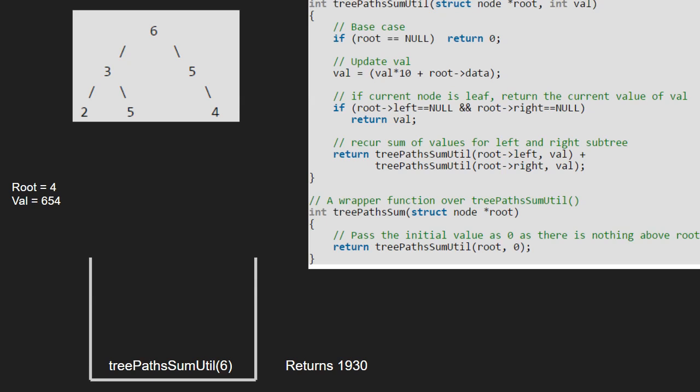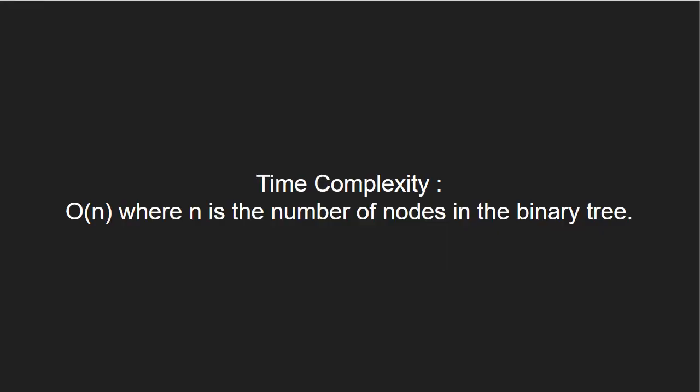Now, let us have a look at the time complexity of the program. This code will run in big O of n complexity. Here, n is the number of nodes in the binary tree.